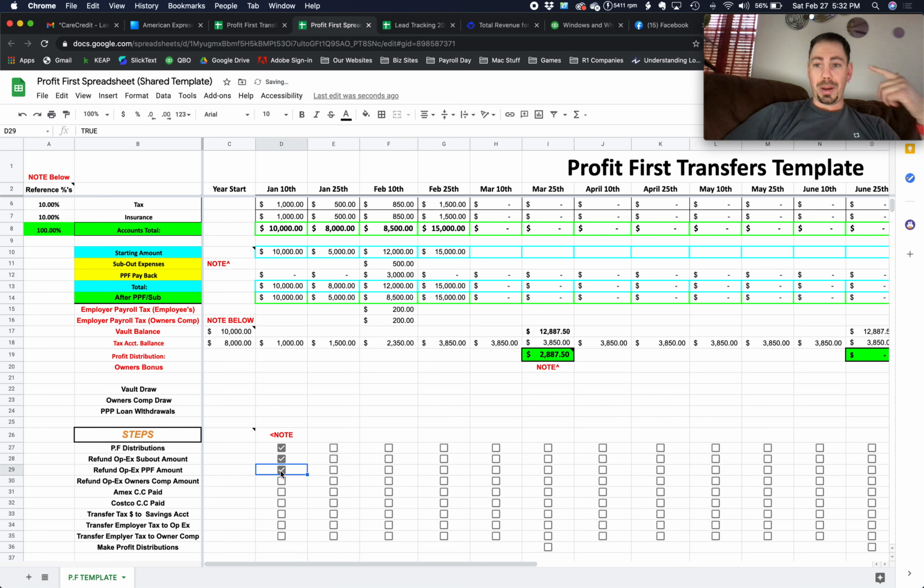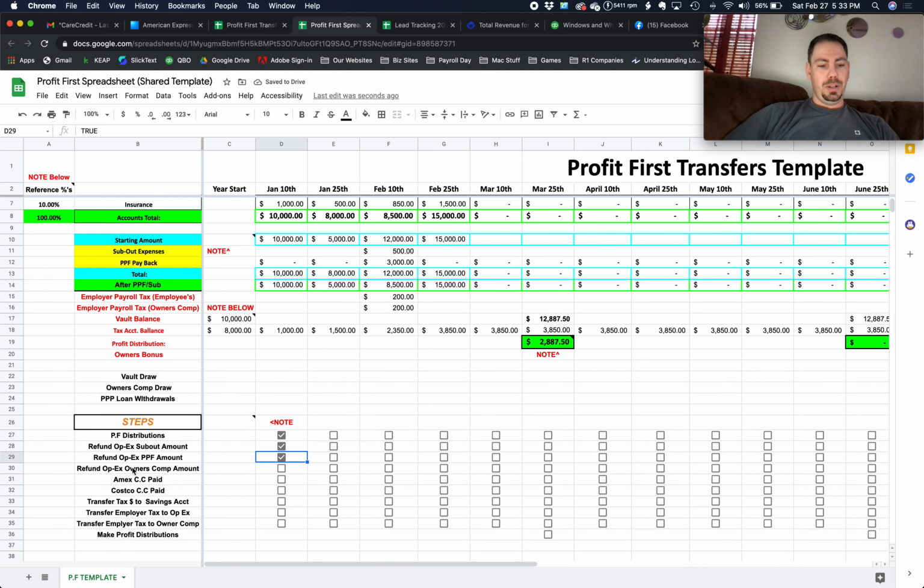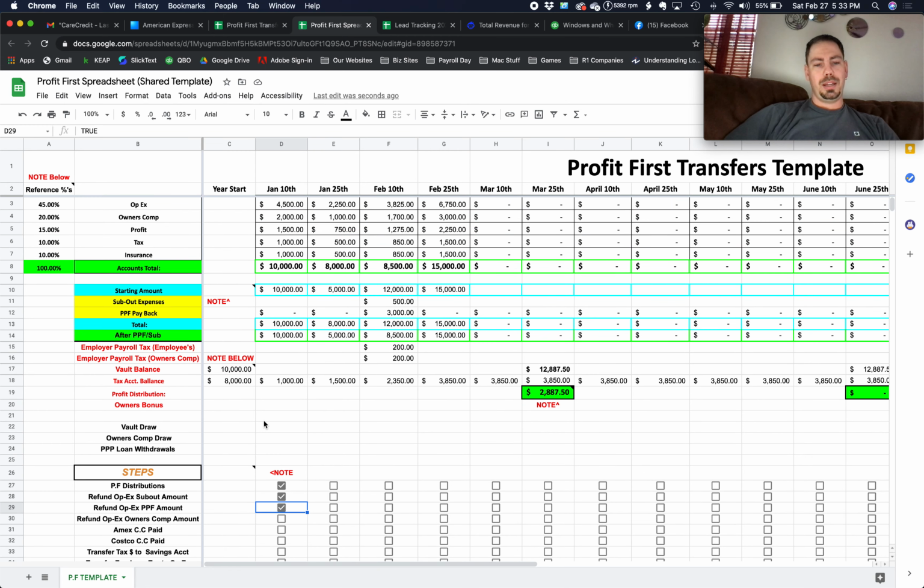These are just reminders for myself. You can change these however you want. This is just a template. Refund OPEX owner's comp account. So again, back to when I run payroll, everything comes out of my OPEX account when I run payroll.